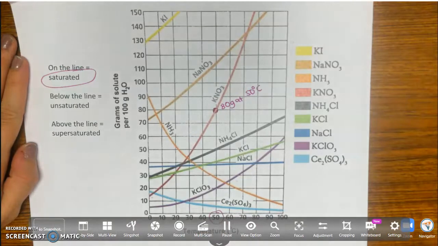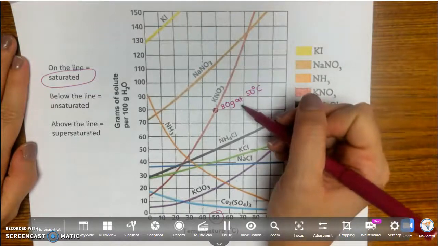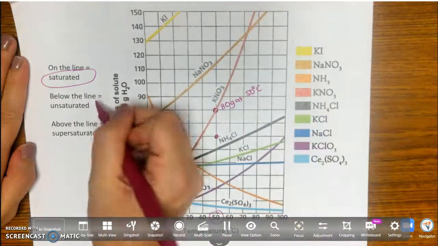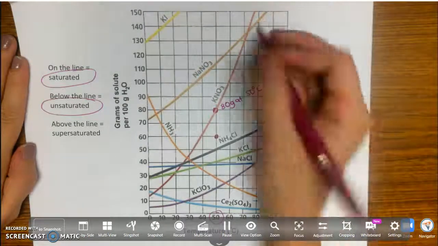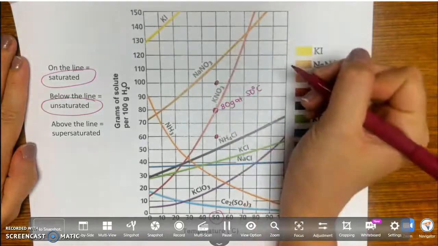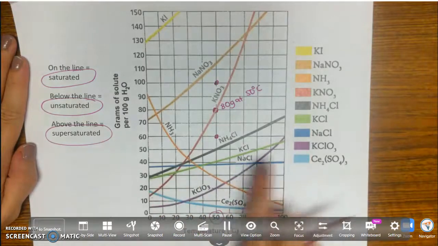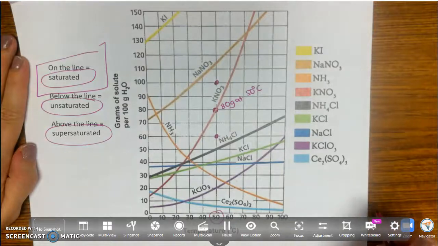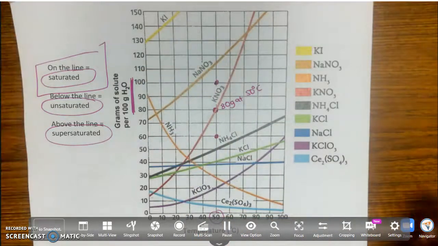If it's below the line, so let's say the problem said KNO3 at 50 degrees Celsius, I have 60 grams dissolved. That would be below my line. That would be down here. That would be an unsaturated solution. And if it said, for this example, I have 100 grams dissolved, it's above my line, that would be a supersaturated solution. So this line tells you what a saturated solution will have at that temperature for that substance in 100 grams of water.